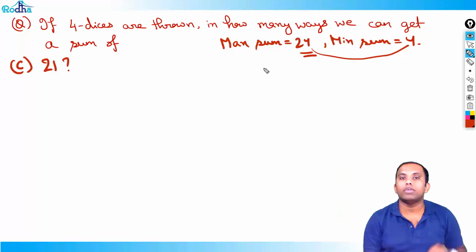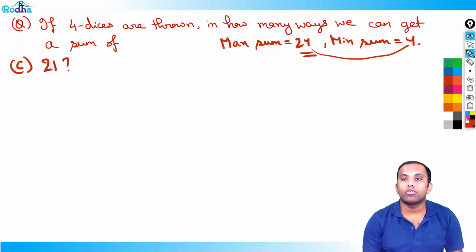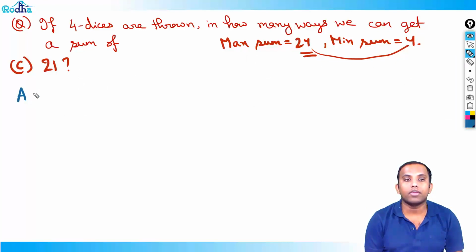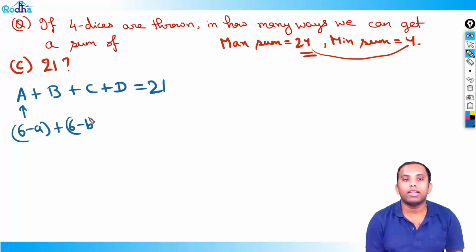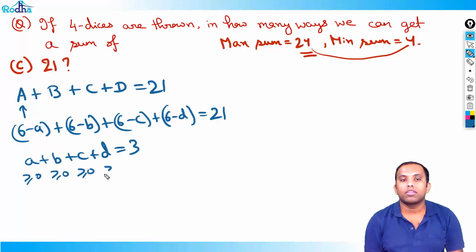That means in the next half, if it is close to the maximum sum, take the reverse approach. What is the reverse approach? First write this equation as a plus b plus c plus d is equal to 21. Then reverse it: write a as 6 minus a, b as 6 minus b, c as 6 minus c, and d as 6 minus d, equal to 21. Therefore, a plus b plus c plus d equals 3. And since all can be 0, how many cases are there here?